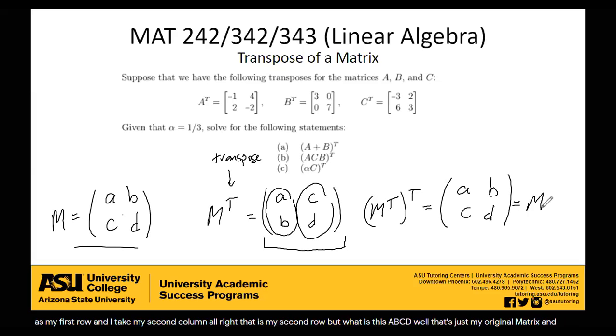Hopefully that makes sense, right? Because what we do with transpose is swap the rows and columns. So if we transpose again, we're basically swapping them back, so we get our original matrix. Okay, so that's what a transpose is.